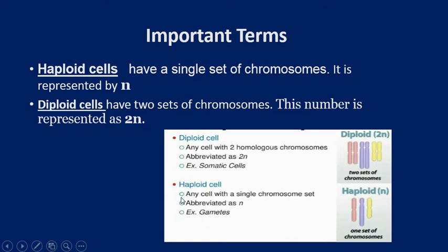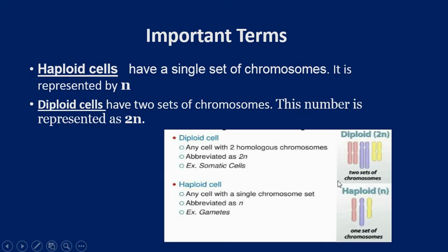So haploid cell means any cell with a single chromosome set. The chromosome set is single, and all the chromosomes are single. So it is one set of chromosomes, and these are called haploid. It is represented by N. And if we see diploid cells, these have two sets of chromosomes. This number is represented by 2N.